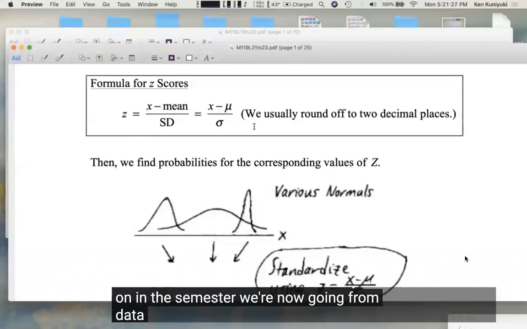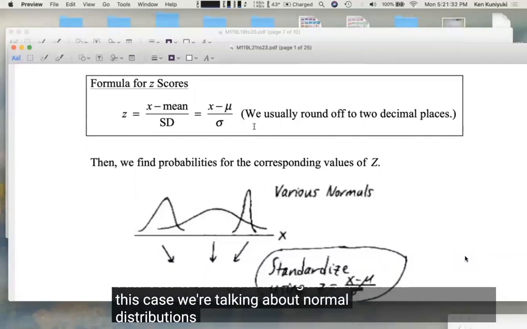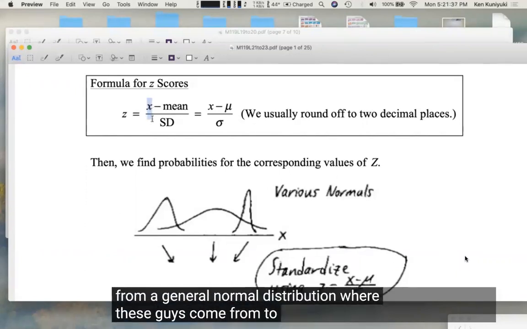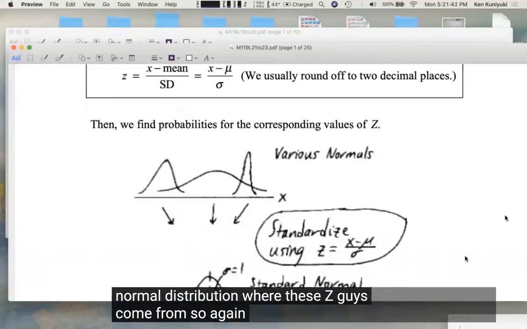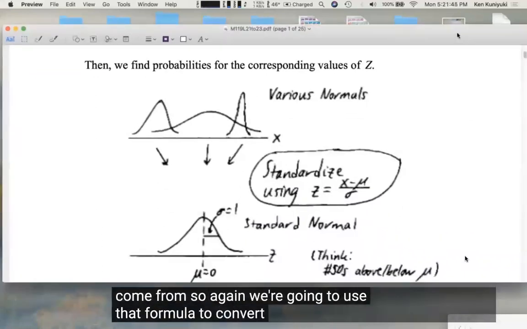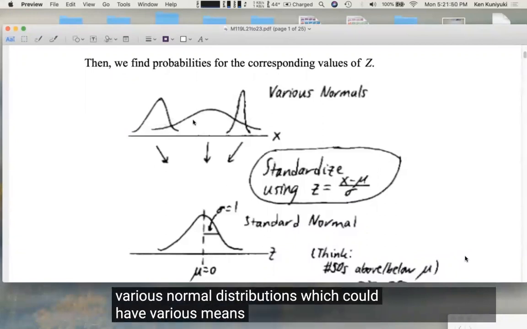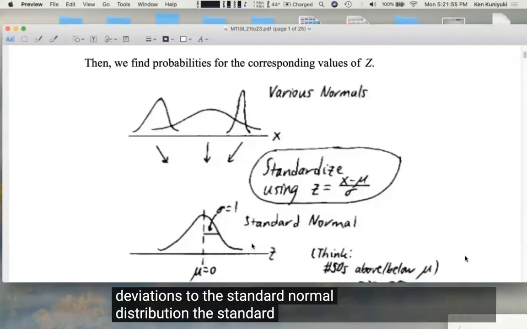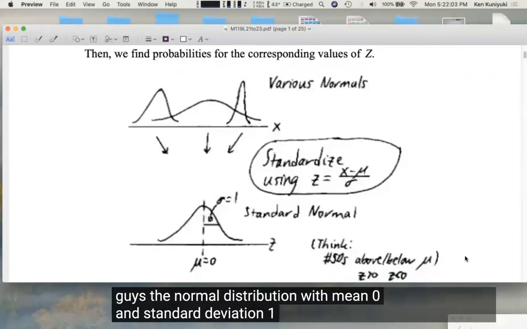We're now going from data sets to distributions in general. In this case, we're talking about normal distributions. We're standardizing from a general normal distribution, where these x guys come from, to a standard normal distribution, where these z guys come from. So again, we're going to use that formula to convert from these various normal distributions, which could have various means and standard deviations, to the standard normal distribution. There's only one of these: the normal distribution with mean 0 and standard deviation 1.